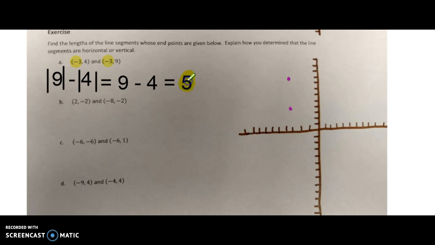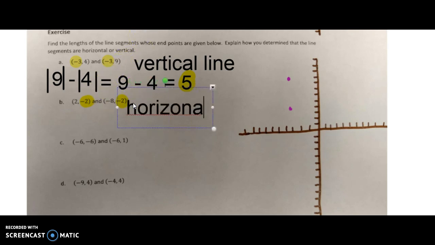Okay, but the directions also say, explain how you determined the line segments were horizontal or vertical. So because I have the same x coordinate here, I know that this will be a vertical line. So I want to go ahead and add that thinking. B, (2, -2) and (-8, -2). So this time, my y coordinates are the same, -2 and -2. So instead of a vertical line, this time, I'm going to have a horizontal line.